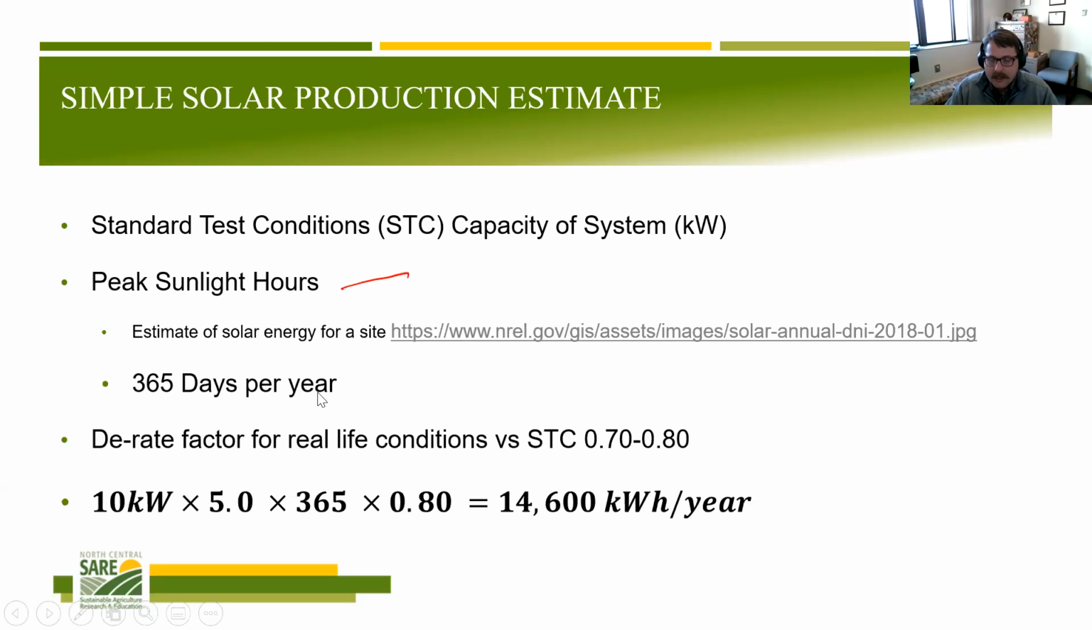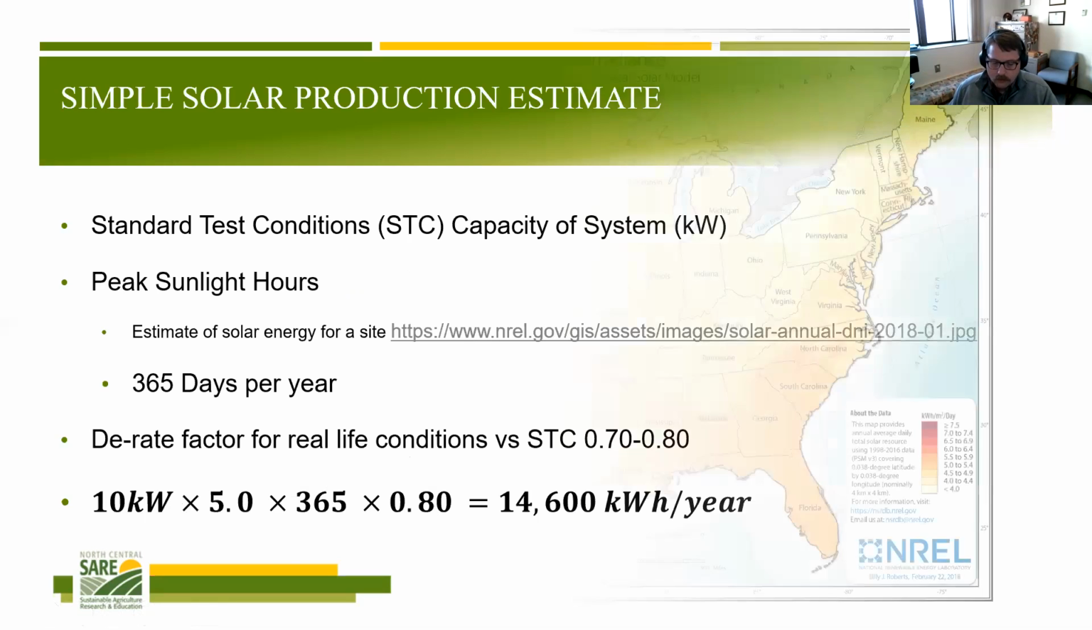We're going to multiply by 365 days in a year because we want to know how much it will produce in a year. We're going to derate that to real-life conditions, because we don't know the nominal operating cell temperature conditions. So we're going to naturally derate that between 20 to 30%, reducing that number to take into account that it's just not going to see that very often. I did an example below: a 10 kW system times 5 peak sun hours times 365, derated by 20%, gave me 14,000 kilowatt hours a year.